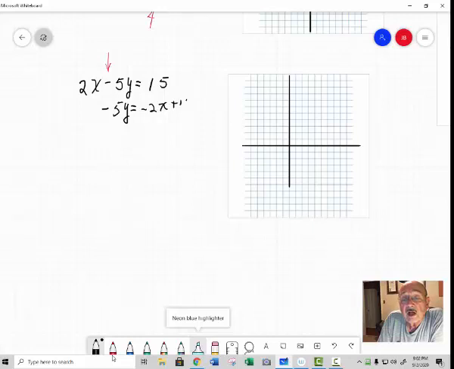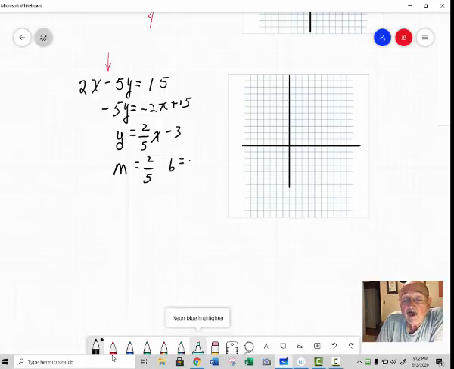Now I'm going to divide everything by negative 5, so this becomes y. Negative divided by negative is positive, so I've got 2/5 x, and 15 divided by negative 5 would be negative 3. So that means my slope is going to be 2/5, and the y-intercept, b, will be negative 3.